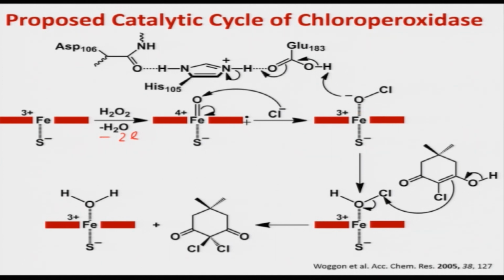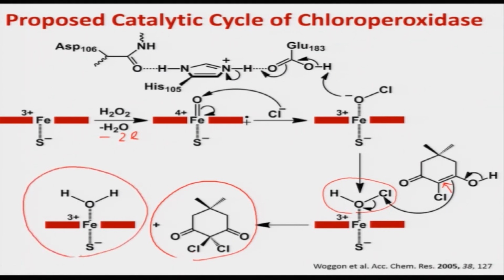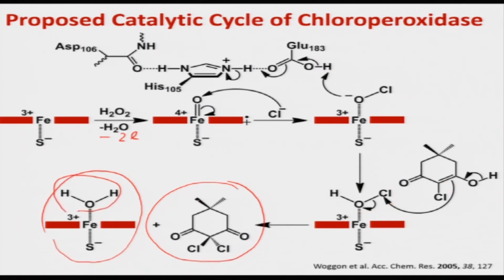Now, this OCl, after one proton, converts to OHCl, and iron 3 remains as iron 3, and this Cl actually chlorinates at this particular carbon and converts to 2,2-dichlorodimedone, and goes back to the original species which is present in the resting state. So, this is the way this enzyme chlorinates the substrate stereospecifically.